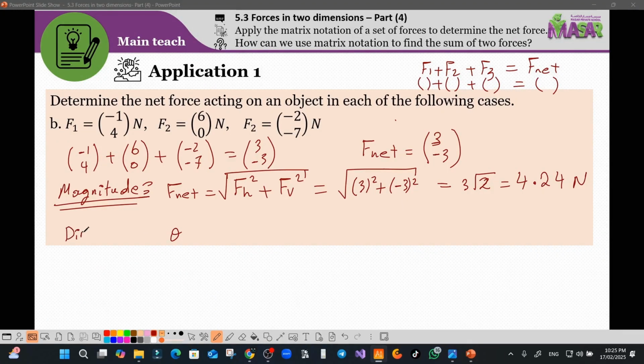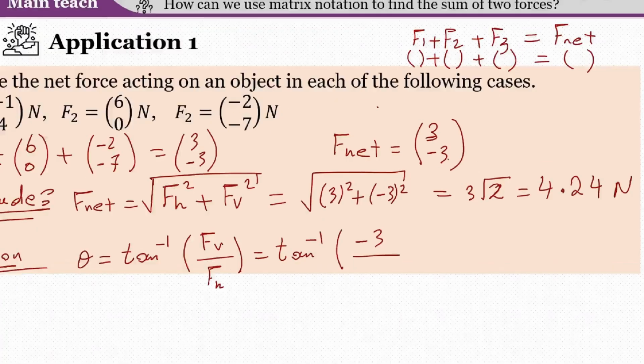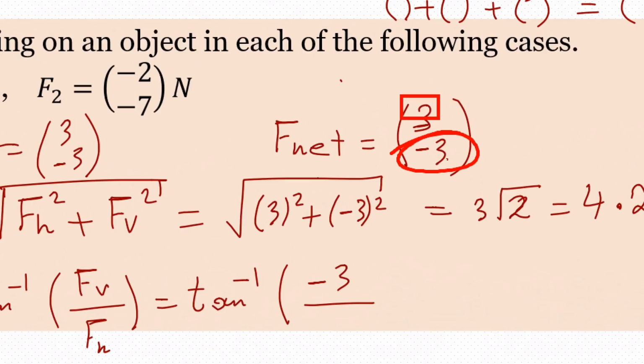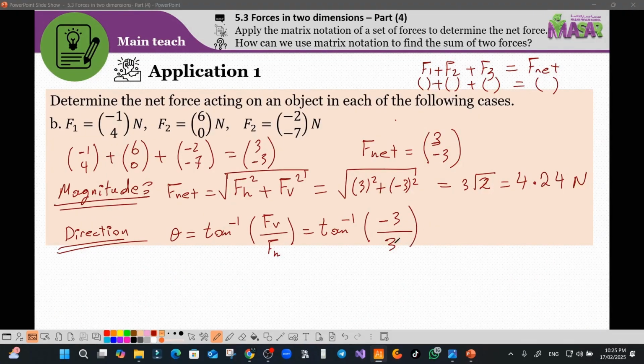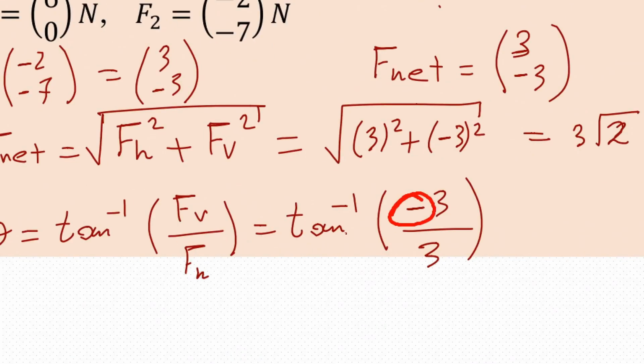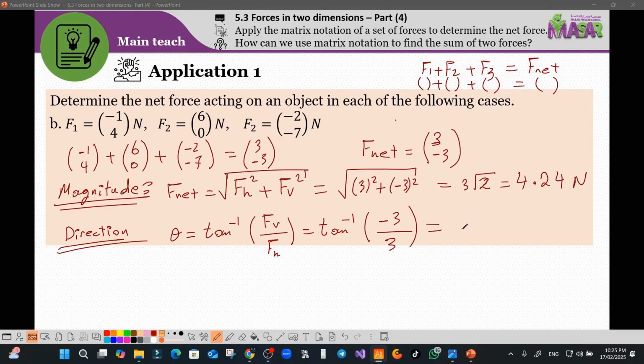The direction is given by this formula. Theta is equal to tangent inverse of FV over FH, equal to tangent inverse of minus 3, the vertical component, over 3, the horizontal component. And here we have added the minus. It's important to add it. It will affect the direction. So the angle is minus 45 degrees.